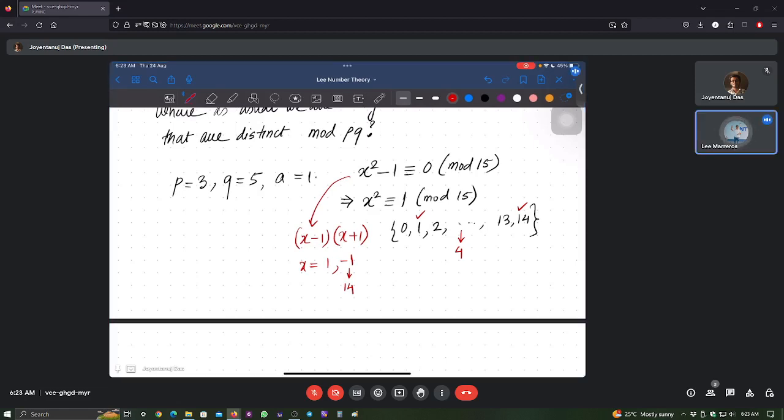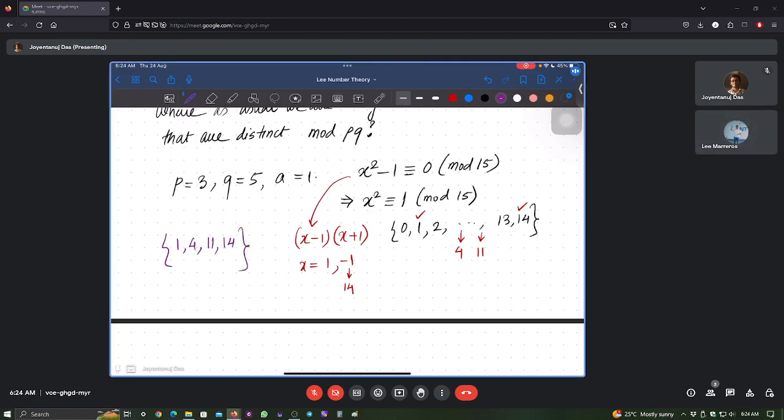10 will also not work, right? But 11 will work, right? So 11 is 121, and if you subtract 1, it is 120, and 15 divides 120, right? So 11 will work. And 12, 144 will not work. 13, 169, that will also not work, right? So here you can see the set of solutions is 1, 4, 11, and 14.